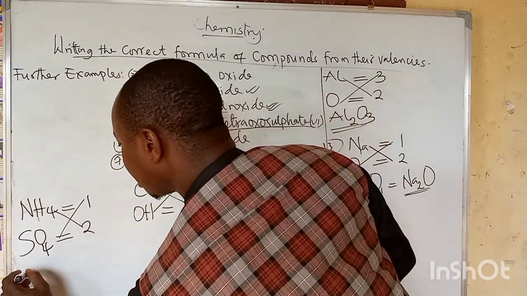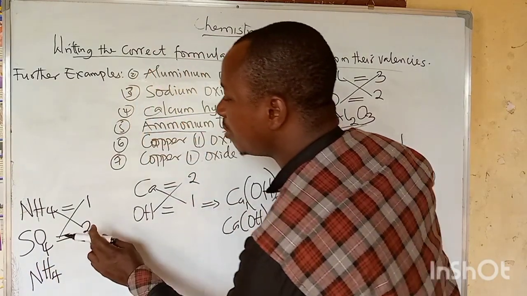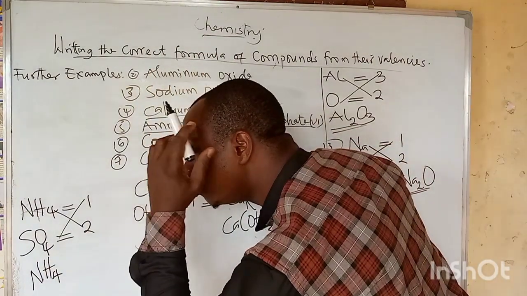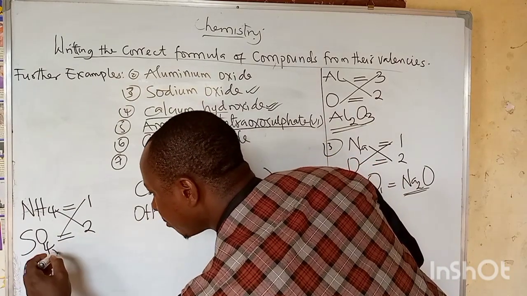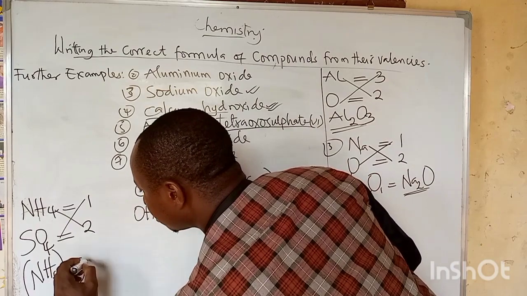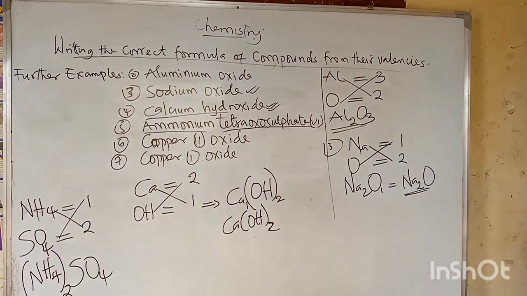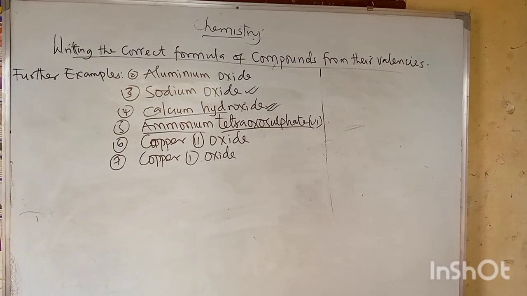So the thing becomes NH4. Remember, it's supposed to take 2. What do you do? You use your brain, you put it inside a bracket and put that 2. Sulfate is taking 1, SO4. So this is the formula of ammonium tetraoxosulfate 6. That is the formula. Let's check the other example.